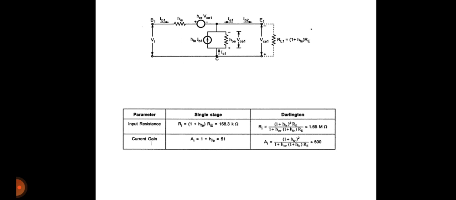So we can compare single stage and Darlington. So what is the Ri? 1 plus HFE into Ra. So here how much you are getting if you substitute, 168.3 kilo ohms. Here 1.65 mega ohms. Therefore that much input impedance is increased with Darlington. AV is approximately equal to 51. Here AI equal to 500, means current gain is also increased.